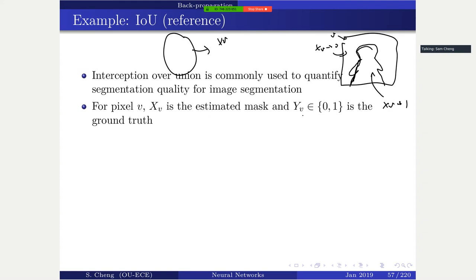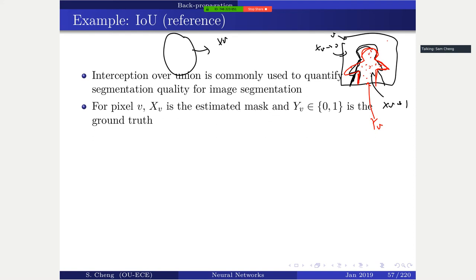I also have a ground truth here. Of course this is the output from the classifier, but I have some ground truth and another mask, maybe in another color, maybe a finer one. This is the ground truth. I call it y_v here. Because it's ground truth, we are certain: inside here it would be 1, so we are very certain this is inside a person, and outside will be just 0. So that's the setup here.